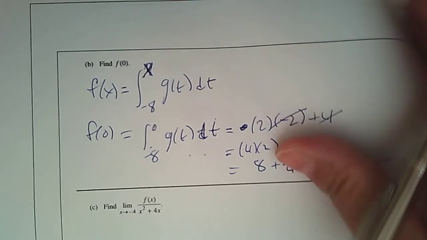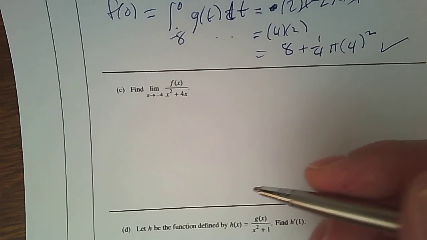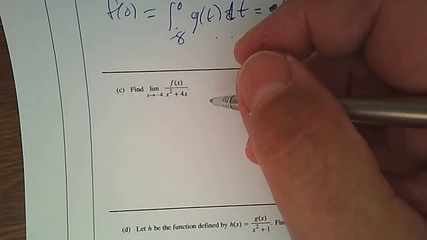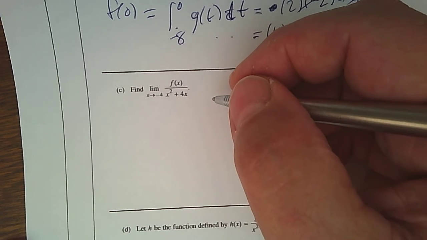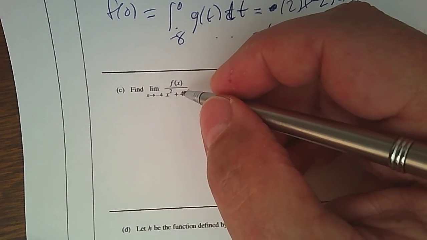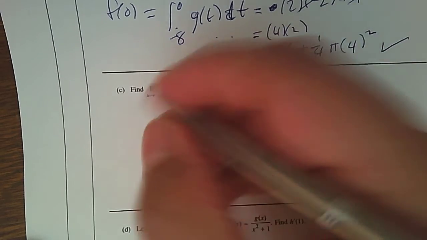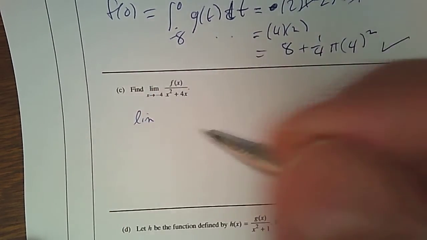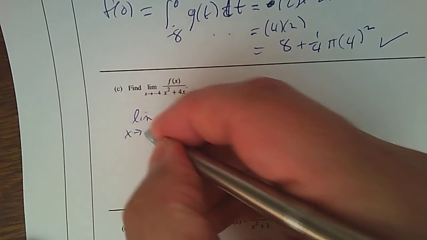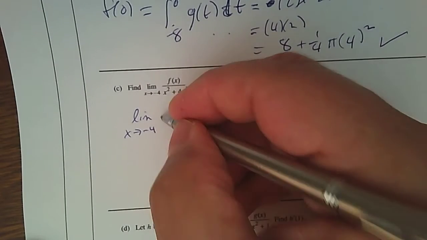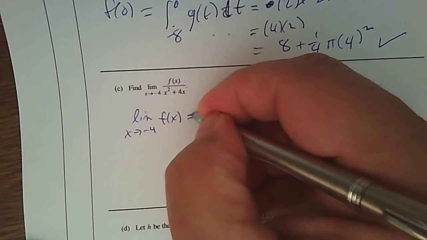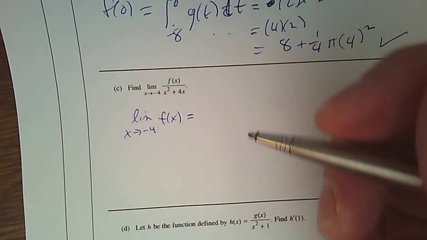Part C. A limit question. Now, ultimately, a limit is a substitution question. So what's the limit as x approaches negative 4 of this? So if I understand this correctly, I'm going to, first of all, separate the top and bottom because I kind of know what's going to happen here. So the top, what's the limit as x approaches negative 4 here?